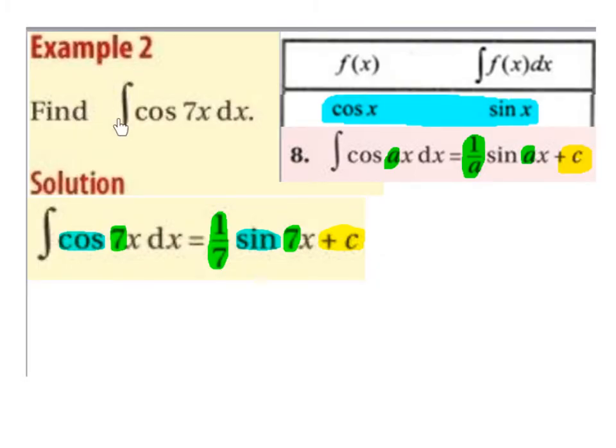Find the integral of cos 7x dx. So we know from our formula book that the integral of cos x is sine x, but what we need to learn off is that the integral of cos ax dx is 1 over a sine ax plus c. So the cos will become sine, and the 7x will become 1 over 7 sine 7x plus c. So the integral of cos 7x dx is 1 over 7 sine 7x plus c. So we have to learn off this formula.